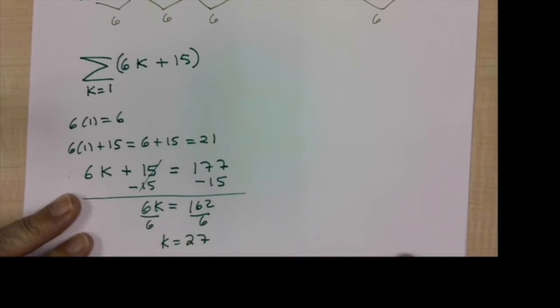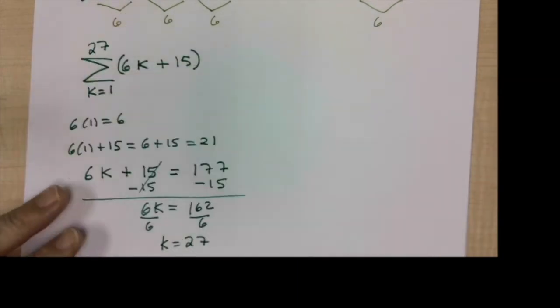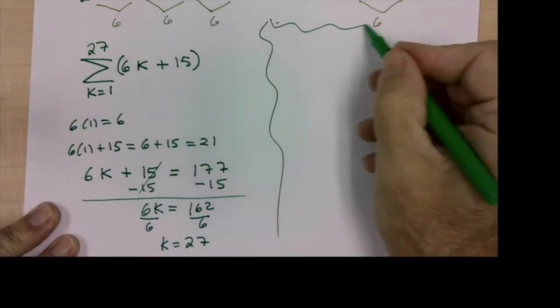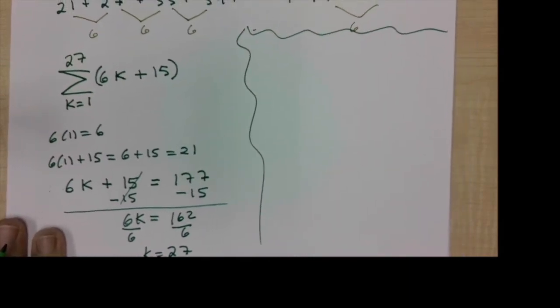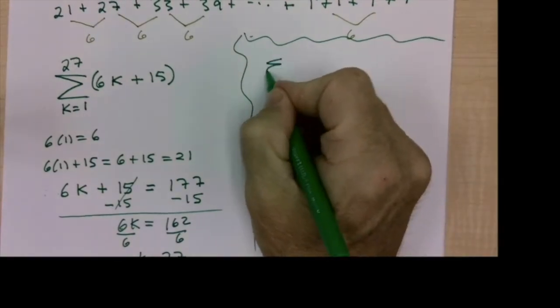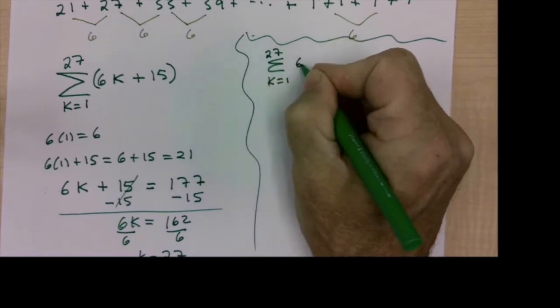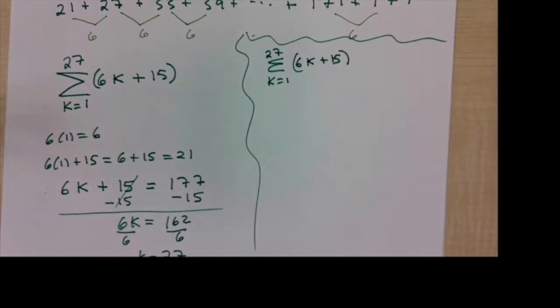So that tells me that the sum goes from k equals 1 to k equals 27. So that's where we are. We want the sum as k goes from 1 to 27 of 6k plus 15. So how are we going to do that? Well, sum k goes from 1 to 27 of 6k plus 15, how many pairs is that?